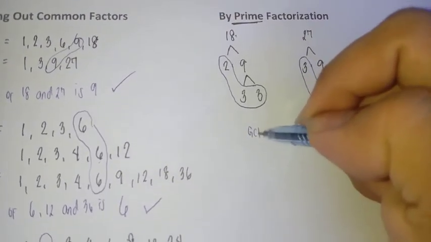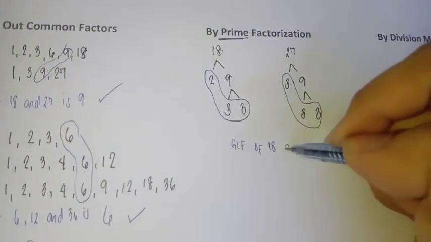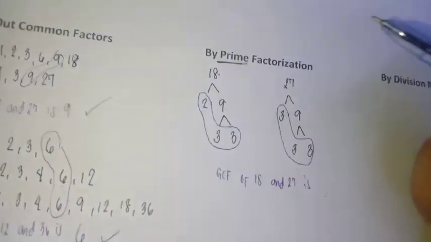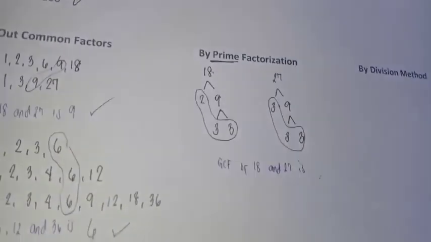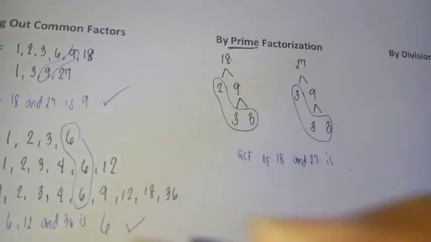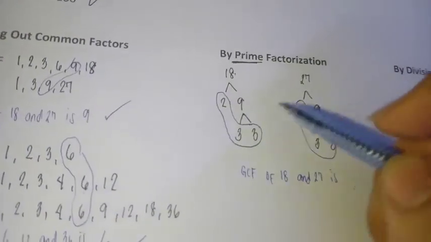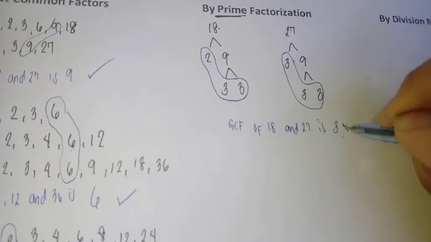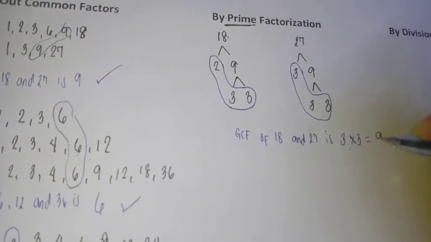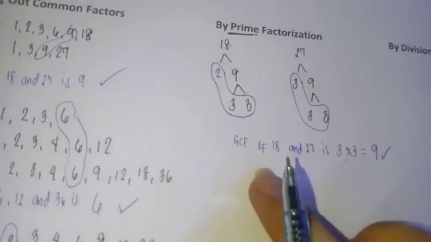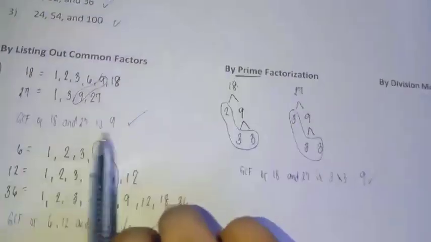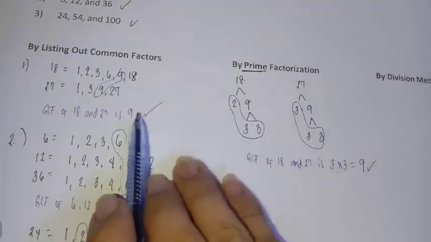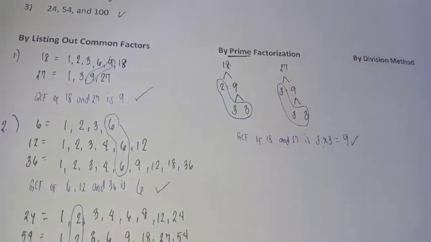Now, paano natin kukunin yung GCF of 18 and 27 in this case? Kukunin natin kung ano yung common sa kanilang dalawa. So what are the common prime factors na makikita sa both 18 and 27? And the answer is dalawang 3. That is 3 and 3, or simply 9. So therefore the GCF of 18 and 27 is 9, which is pareho lamang sa first method natin, which is by listing out common factors. So this is the second method.